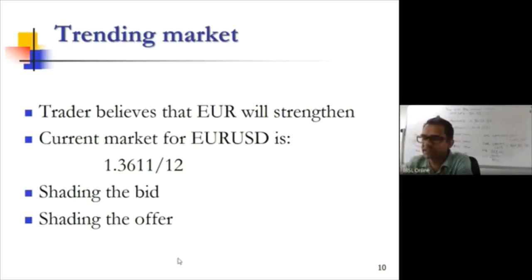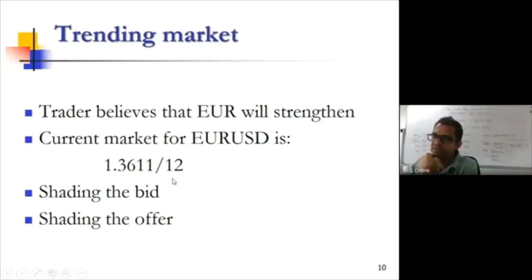If not, I'll move into the next one, trend in market. That means market is going up or going down. How do you quote if you are a market maker in a trending market? For this example, assume you are a trader and you believe that euro will strengthen against dollar. Then what do you expect to happen to the euro dollar exchange rate? Euro strengthening, what does it mean? It will go up. Exchange rate will go up in the future. That is your expectation. And the current market is 1.3611 and 12.